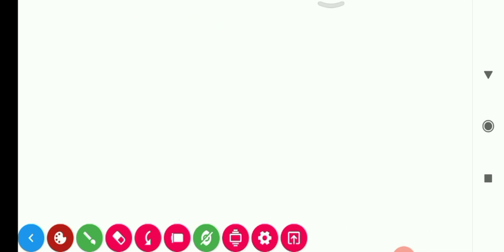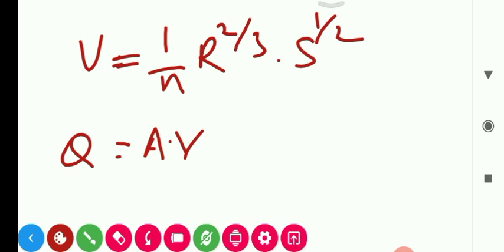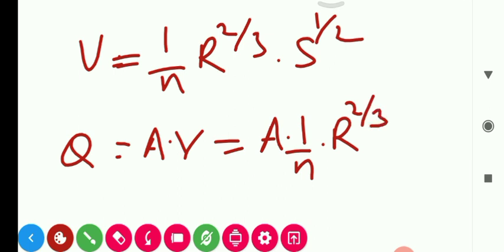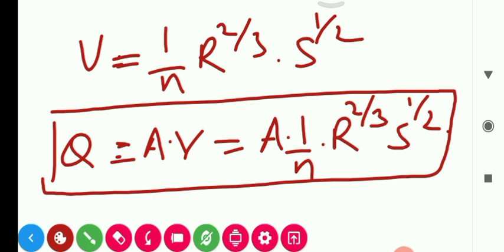Okay, so according to Manning's formula, we have V equal to 1 by n into R raised to the power 2 by 3 into S raised to the power 1 by 2. So the discharge will be A into velocity, so it will be A into 1 by n R raised to the power 2 by 3 S raised to the power 1 by 2. This is the value of discharge. Okay, this is the value with Manning's coefficient, and we have already studied Chezy's coefficient. Okay, so let's move towards the next topic.